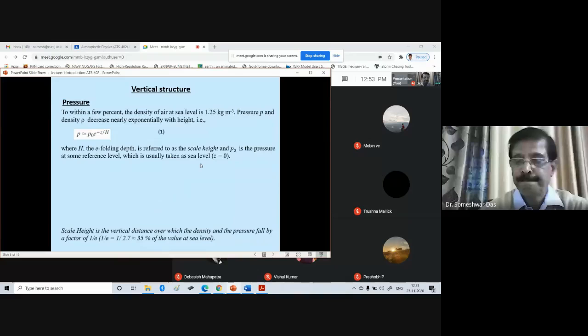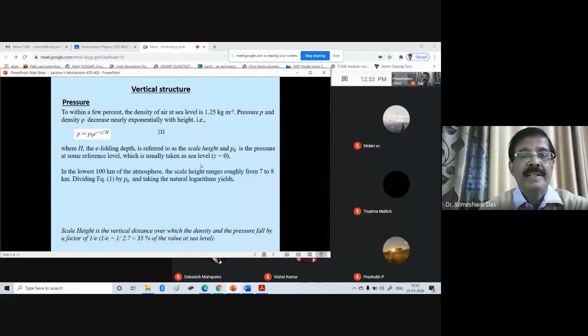In the lowest 100 kilometers of the atmosphere, the scale height ranges roughly from 7 to 8 kilometers. That means it remains almost the same. The scale height of the atmosphere is almost the same up to 100 kilometer altitude, and its value is about 7 to 8 kilometers.